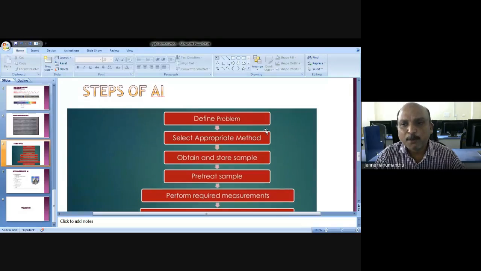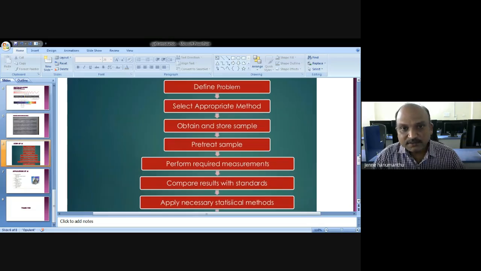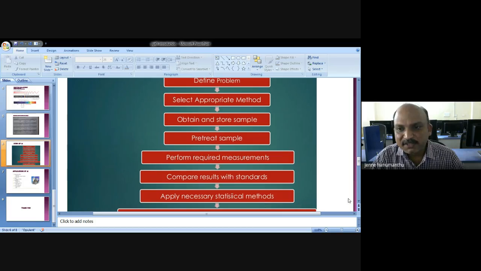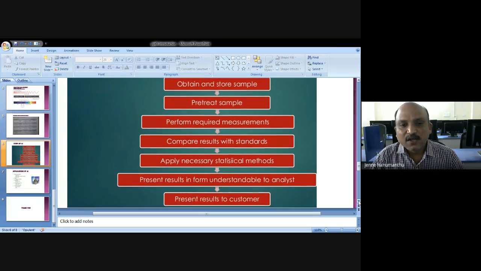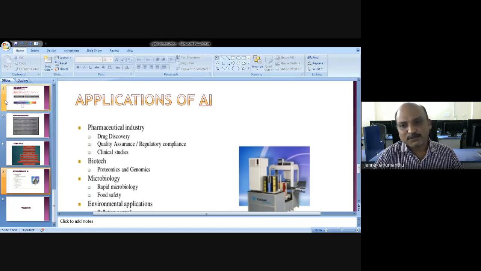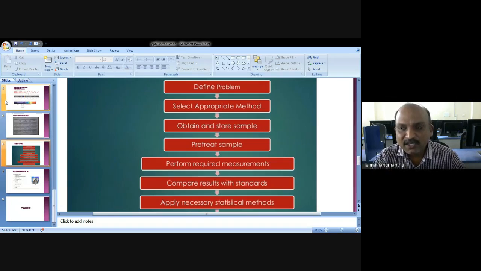So first one, define the problem, select the appropriate method, obtain and store the sample, and pre-treat the sample, perform required measurements, compare results with standards, then apply necessary statistical methods. Next, present results in a form understandable to the analyst. And lastly, present results to the customer. These are the final output. So these are the steps available in analytical instrumentation.